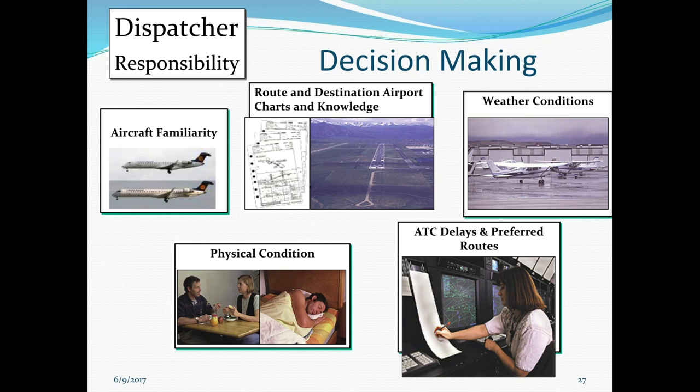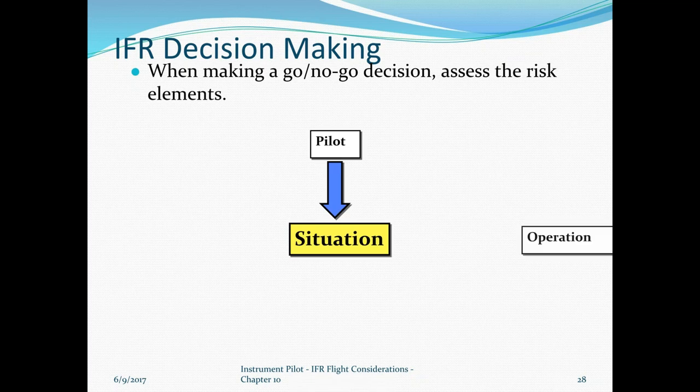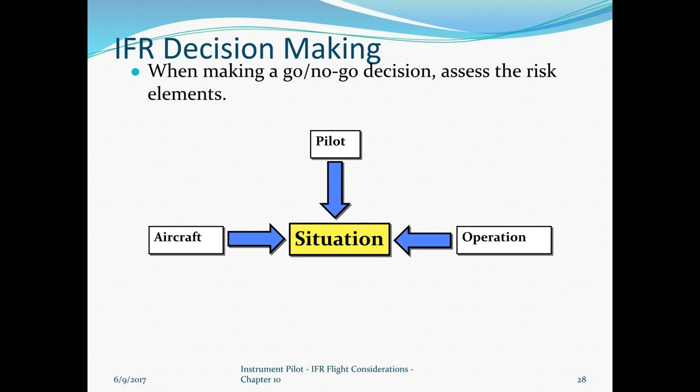If we haven't planned for the extra fuel it's going to cost to do the air traffic control reroute, then we may be diverting because of a fuel emergency, things like that. It's all part of our decision making every day. Whenever we're making a go, no-go decision, we need to assess the risk elements, right? The pilot looks at the situation, and us in operations need to be looking at the situation as well. How's the aircraft going to react in the situation? All things we need to take a look at, and then the environment or weather.